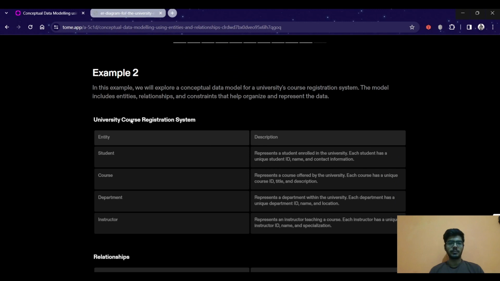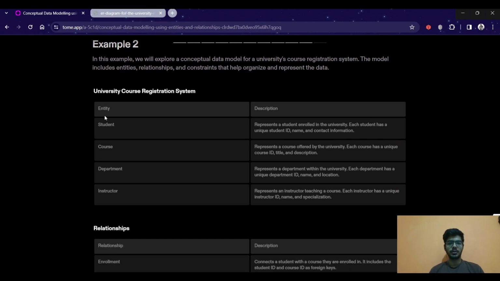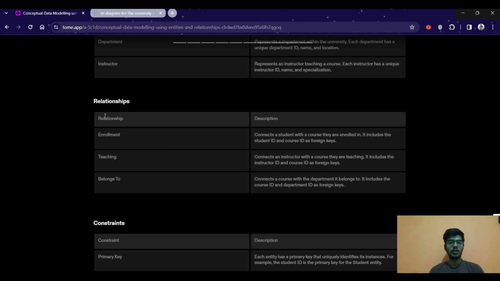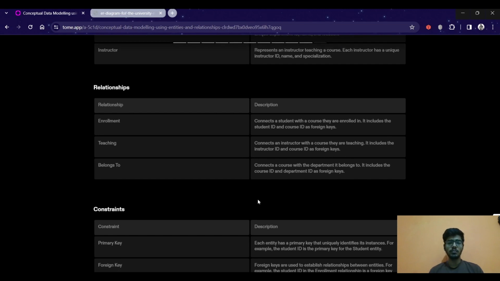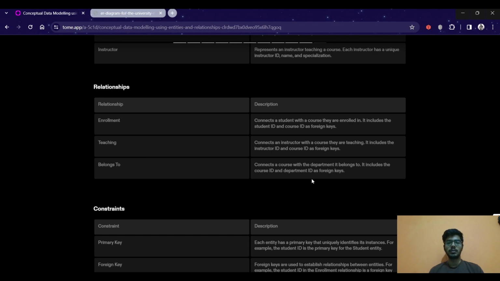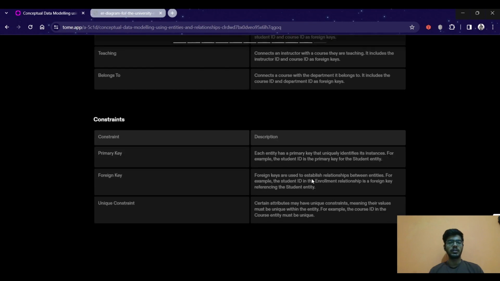We've gone through the example of a university course registration system, and now we go to relationships. Enrollment: in that diagram itself, you can see that it connects a student with a course that they are enrolled in. It includes the student ID and course ID as foreign keys. Then there's teaching, which covers the courses they are teaching, and belongs to, which connects the course to the department. It includes the course ID and the department ID as foreign keys.